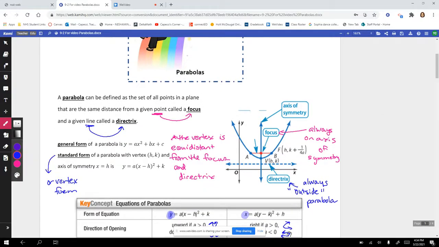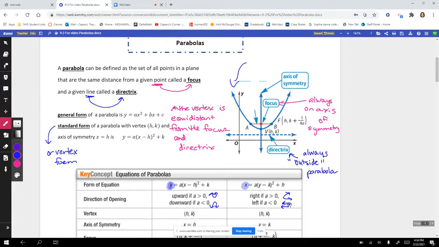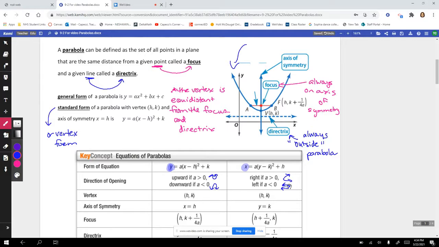So within our parabola, this is the general shape of a parabola. It looks like a U. Within there, we also have a focus and a directrix, and we're also going to deal with the vertex. So we have our vertex, and our vertex is right here, and we're going to do a lot of different values. There's our HK.